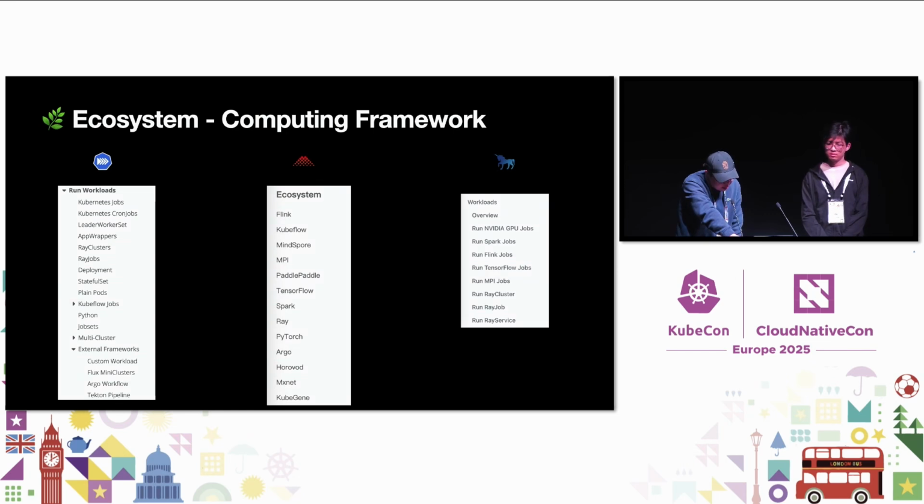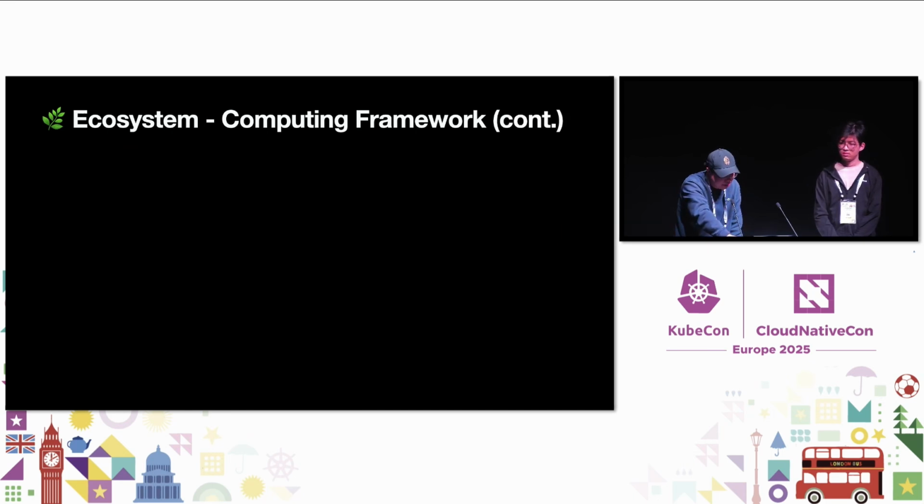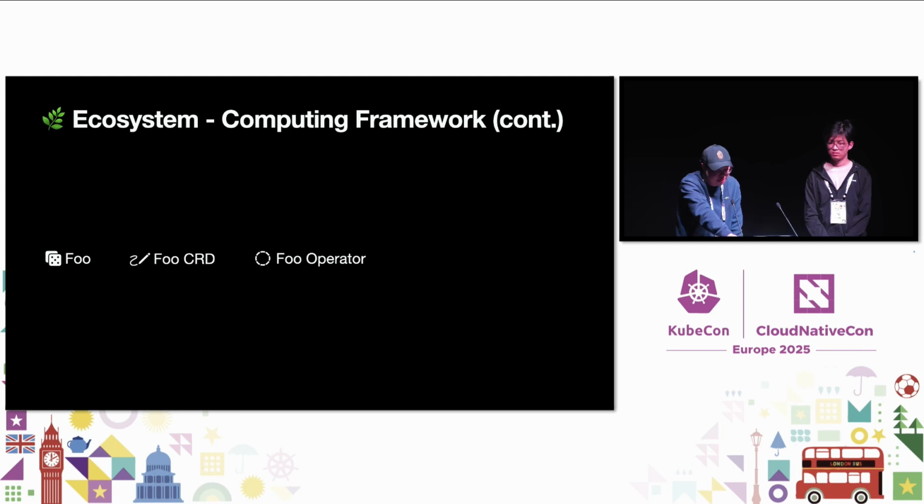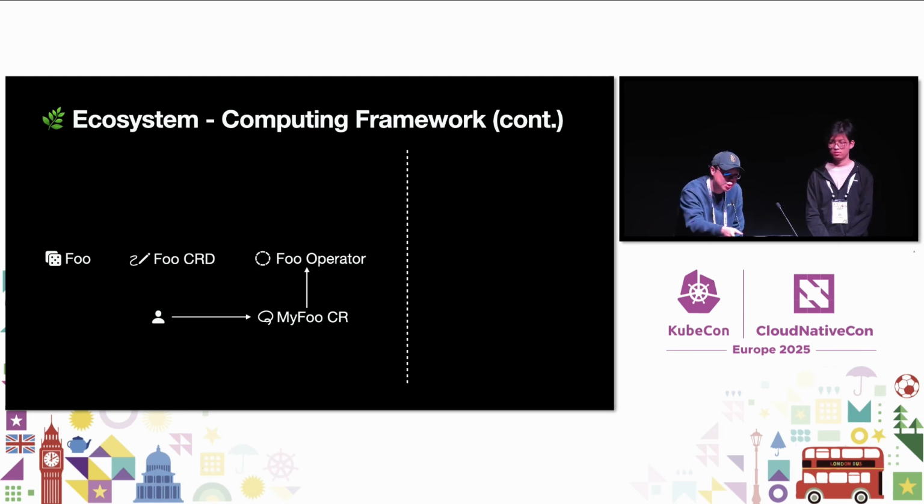So the next part is how these schedulers cooperate with the ecosystem. The first part is computing frameworks. Definitely, we are not able to analyze every computing framework here, but I'm going to try to summarize a common pattern. Suppose we have a new computing framework called Foo. Usually it comes out with a Foo CRD and then has a Foo operator, which is responsible for interpreting the CR objects into pods. So by default, it doesn't rely on any particular scheduler, so the default scheduler can go schedule them.